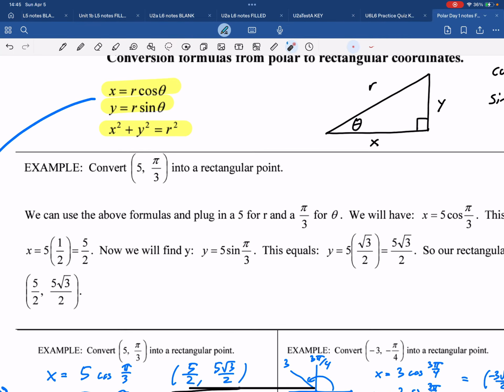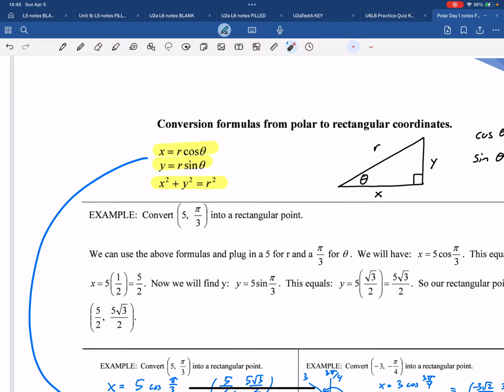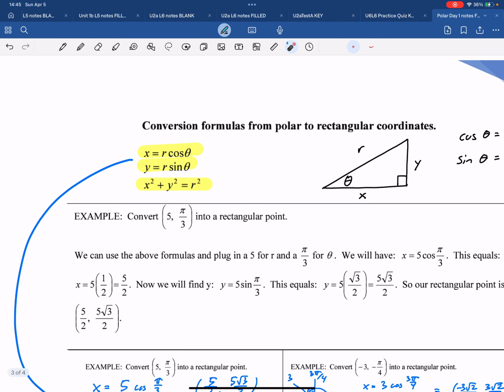In these examples, maybe you want to try and do these first. I'm going to put up the blank notes. I know it's late, but if you want to practice them, how can we convert this to a rectangular point? And how can we convert this also into a rectangular point? So remember, this is our radius, this is our theta, and we have to remember our unit circle. Cosine of pi over 3, sine of pi over 3. Same thing here: what's the cosine of negative pi over 4? What's the sine of negative pi over 4? That's going to be really helpful for us in converting those.